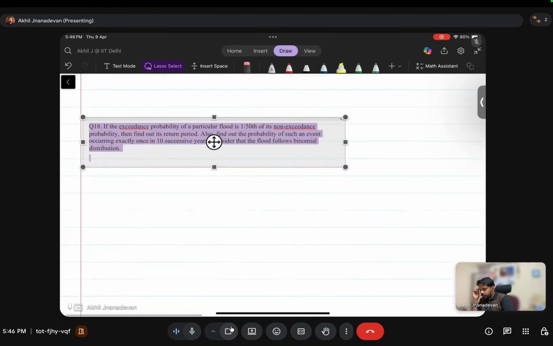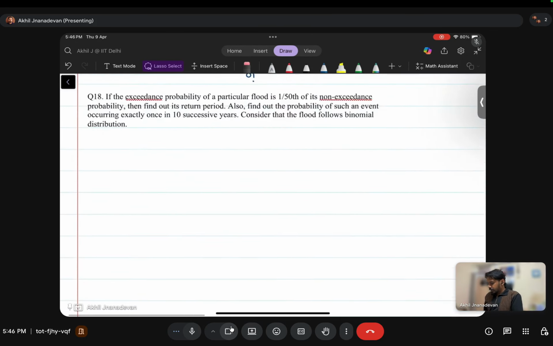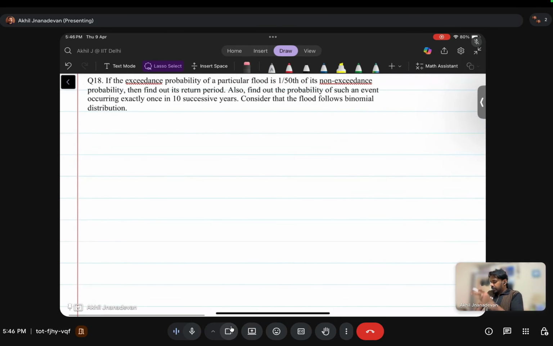So we can move on to the 18th question. If the exceedance probability of a particular flood is 1 by 50th of its non-exceedance probability, then find out its return period. That is the first part of the question.